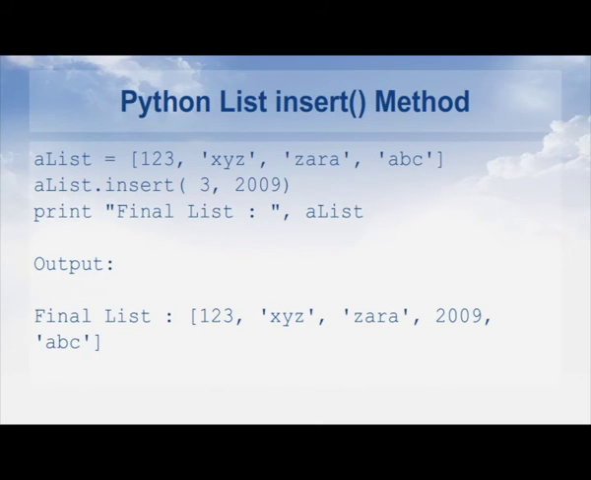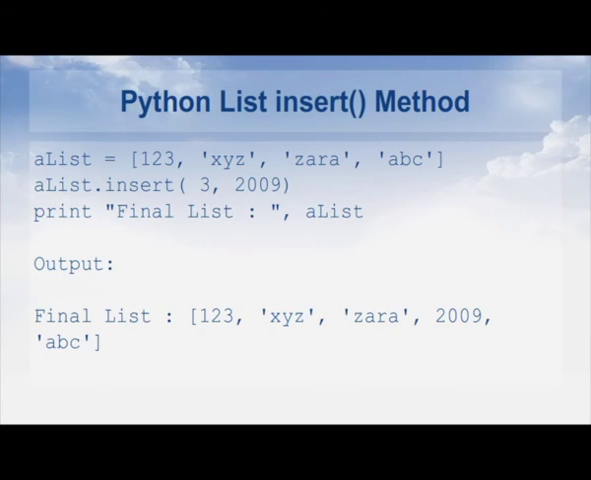Append always adds a new item to the end of the list, whereas insert will insert the new item wherever you locate it. For example, if I want to put an element at index 2, I can insert a new element at index 2. So, here I create a list with elements 1, 2, 3, XYZ, Zara and ABC. Then I use list dot insert at location 3. I have to tell the index value 3.